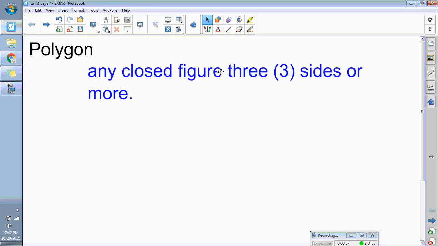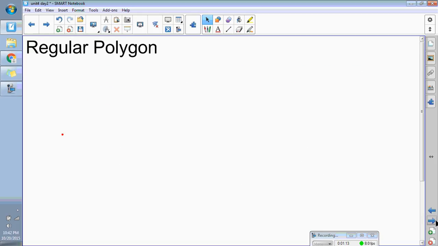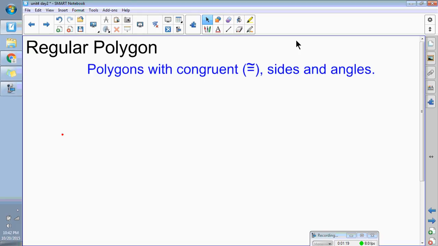Okay, a polygon is any closed figure with three or more sides. Okay, and here are several examples of different polygons, both regular and not. All right, next we have regular polygons. What makes regular polygons special is that regular polygons are those which have congruent sides and angles. Okay, and we have some images here.